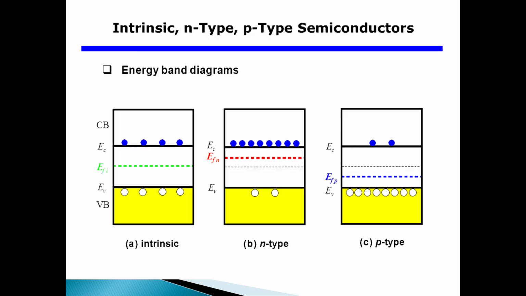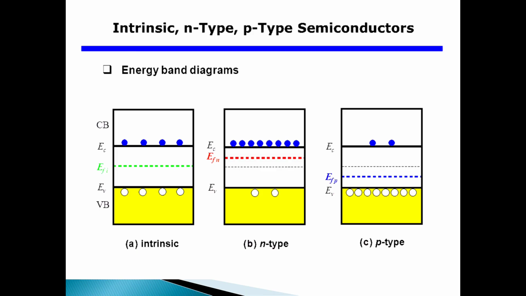In diagram A, we can see the intrinsic semiconductor, where in the middle between the conduction band and valence band we can see the Fermi level shown with a green dotted line. The Fermi level lies exactly in the middle of the conduction band and the valence band. While in case of N-type, the Fermi level moves towards the conduction band.